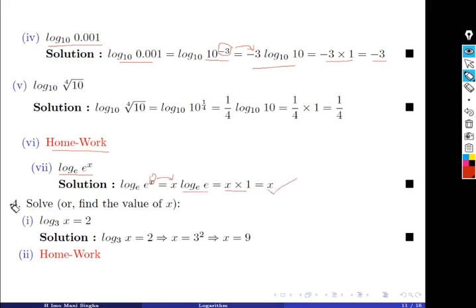Number 4, solve or find the value of x. If I have an equation of the form log of x base 3 equal to 2, then I can write by definition of log, x equal to 3 square. So this is nothing but x equal to 9. The second one is kept as homework.